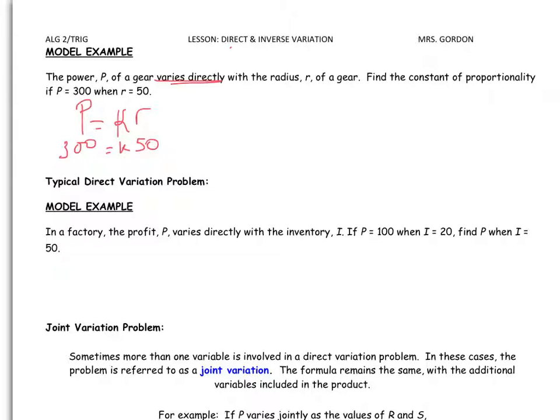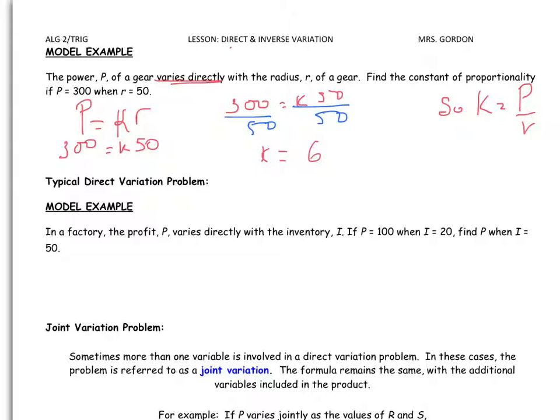It's a radius. So 300 is equal to 50k, no problem. To find k, we simply divide by 50, and then k is equal to 6. So that's a method to find k. You could also use literal equations, and so k will be equal to P over r, which is the same thing that we do.